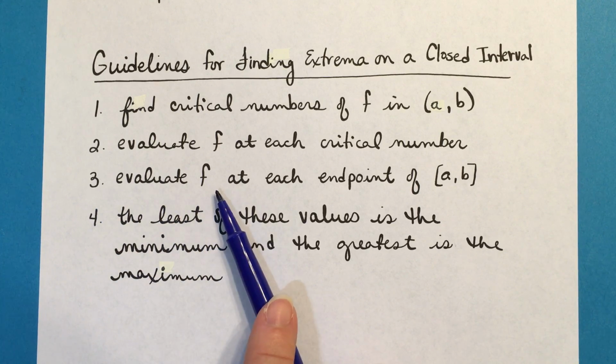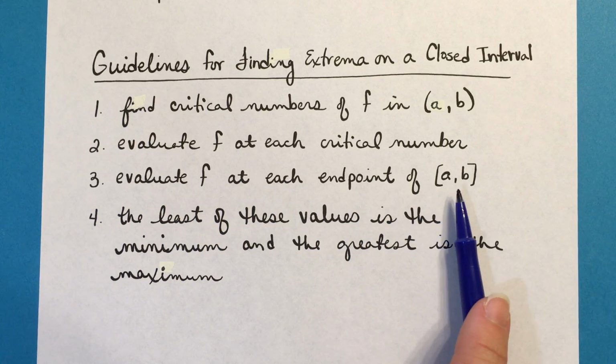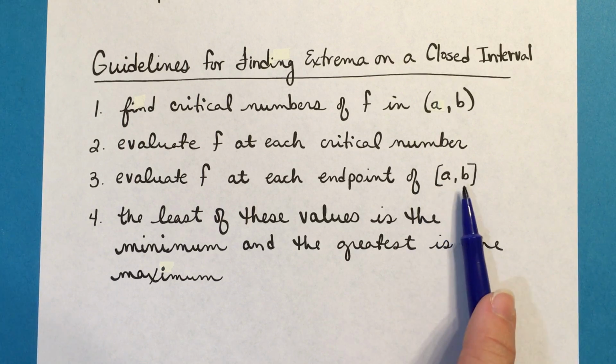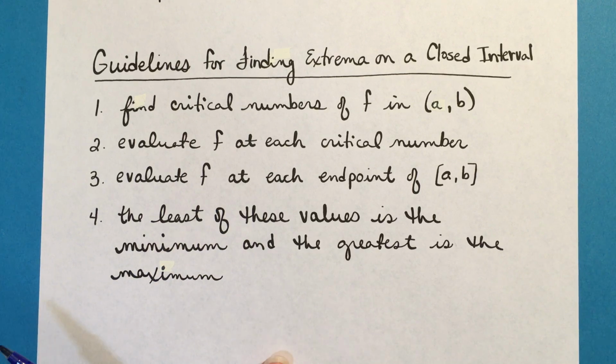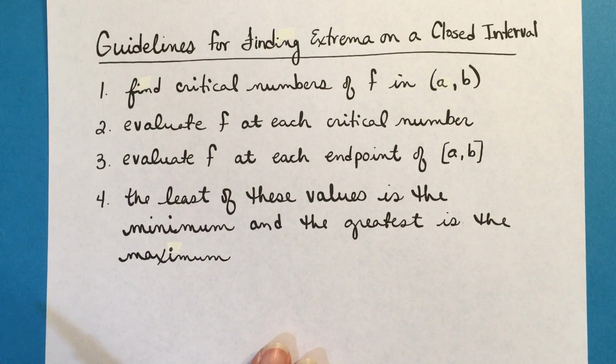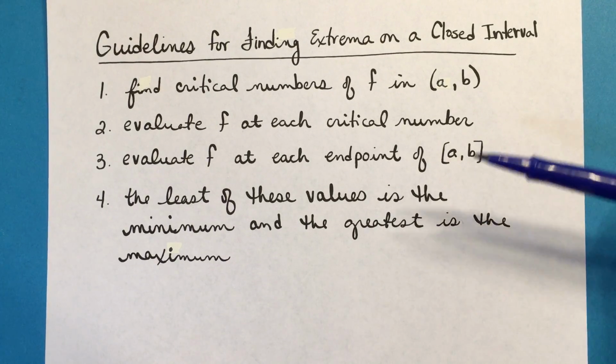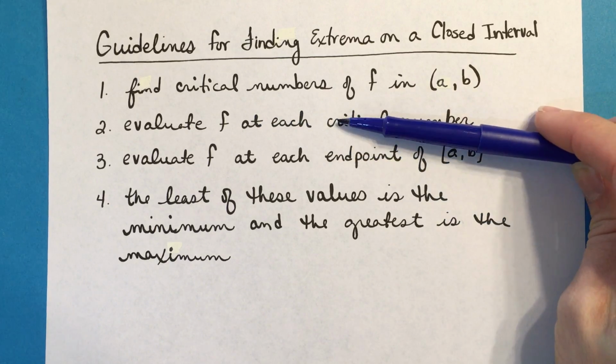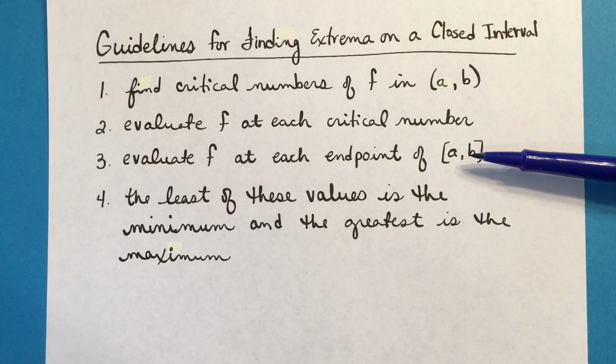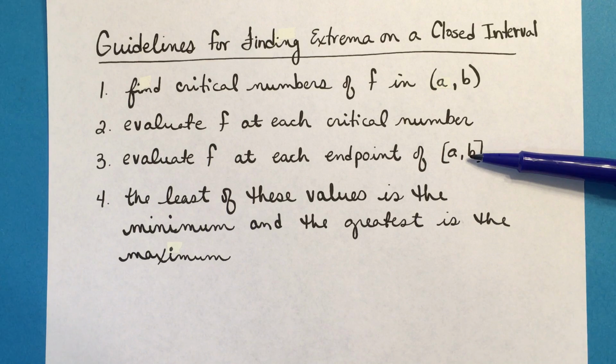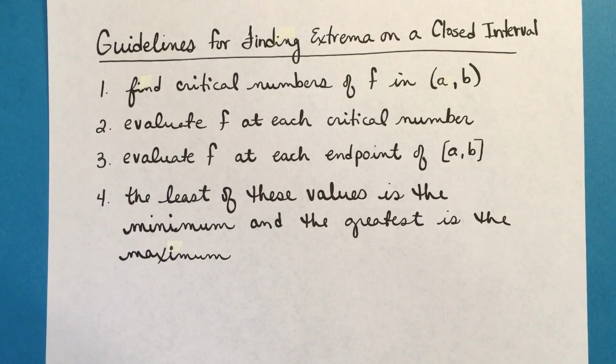Step 3, evaluate the function at each endpoint of the closed interval. So this is where we'll pick back up with the endpoints. And then on step 4, the least of these values is the minimum and the greatest of these values is going to be the maximum. Of course, it means when you evaluate the function at the critical numbers and then at the endpoints, after you have all these values to compare, the smallest will be the min and the greatest will be the max.